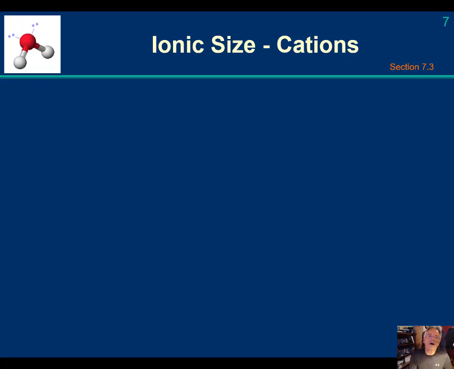Okay, let's talk about ionic size. Ions are charged species. What we're really talking about are atomic ions. If it's a cation, it's going to be a metal that has lost electrons, and it'll have a positive charge. Cations have lost electrons, they've been oxidized, they have positive charge.